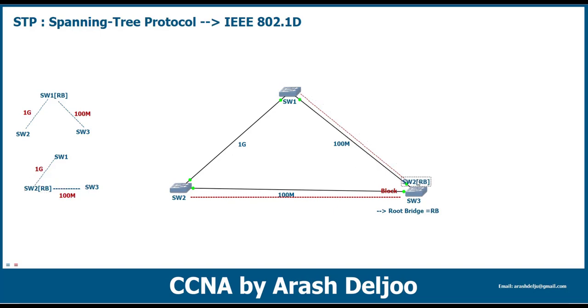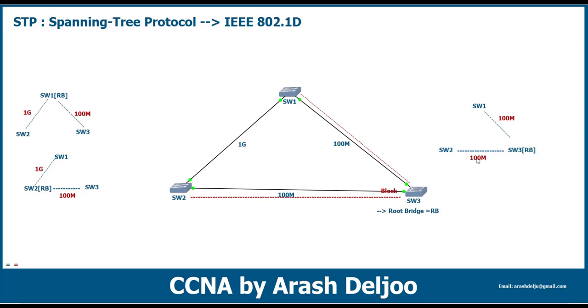Let me show you the next condition: switch 2, again switch 3, and then for example switch 1. In this scenario, we are using switch 3 as the root bridge, not switch 2. And then the active links include the direct link between switch 1 and switch 3, and also switch 2 and switch 3. As you can see here, we are using only the 100 megabit per second links, not the gigabit per second. And as you can see, this is not a good condition.